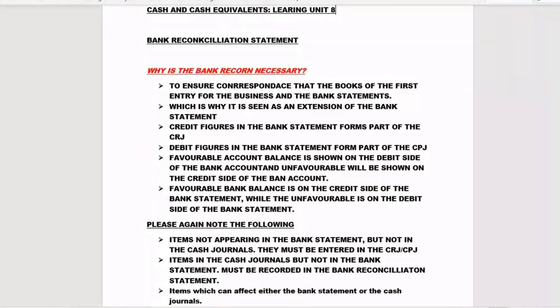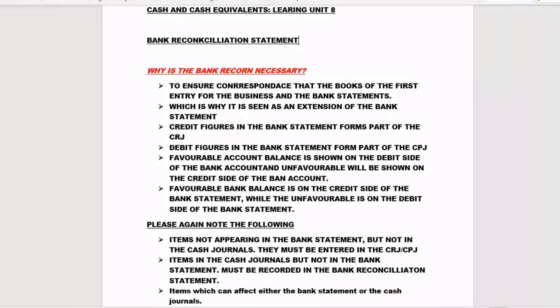So there are quite a number of things that you need in order to understand what the bank reconciliation is. The first one is the credit figures and the debit figures on your bank statement. The second one is the unfavorable or the favorable bank balance. And the third part, you're just going to look at certain items that do not appear in the bank statement but do appear in the CRJ or CPJ, or certain items that appear in the cash book analysis but do not appear in your bank statement or the bank reconciliation statement. And how do you actually record that?